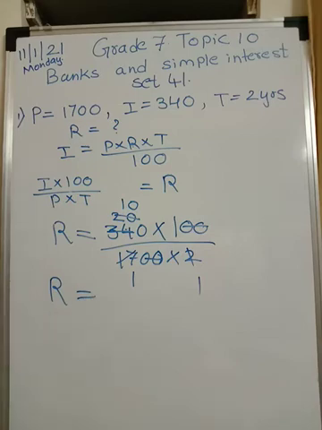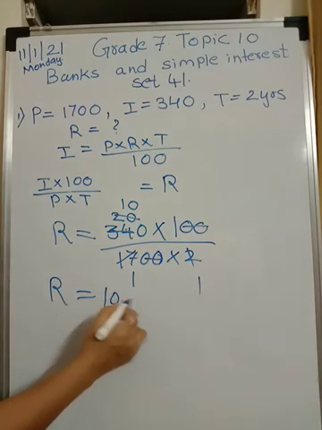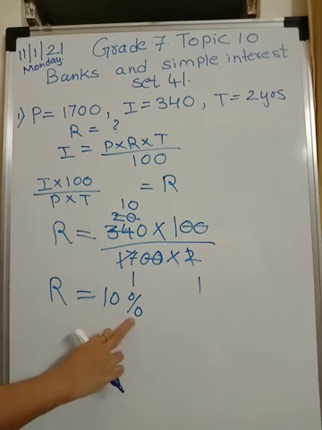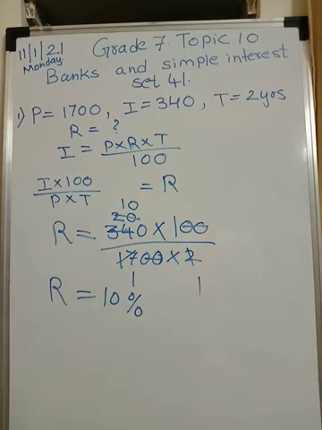Rate will be equal to, options are given 12%, 15%, 4% and 10%. So correct option is 10%. Percent and PCPA is same. You can write interest in terms of PCPA also, per capita per annum, or you can write it in percent also. I hope it is clear. Okay. Now let's go to the second problem from practice set 41.